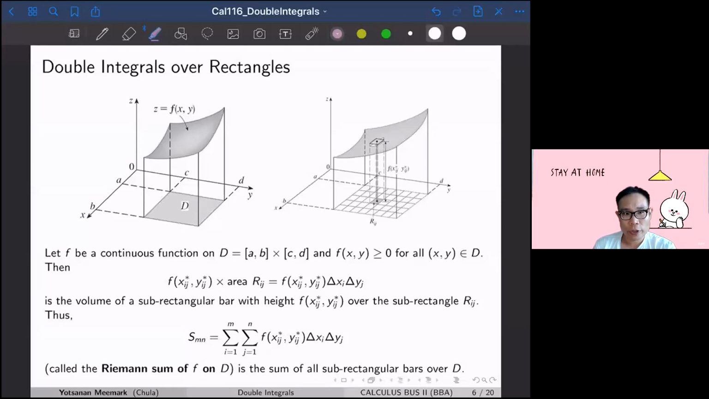Okay, so in this video, I'm going to talk about the double integral over a rectangular region. So you have the surface z equals f(x,y). I told you before that this is called a surface. Okay, so this one is called a surface.